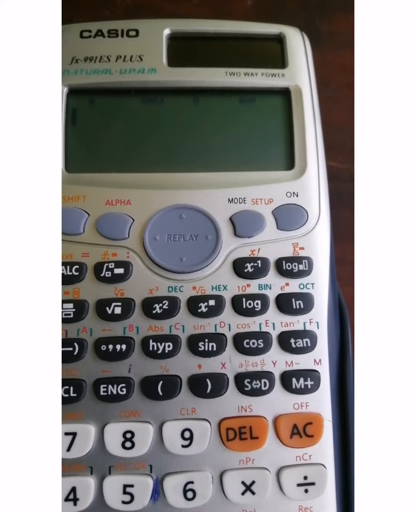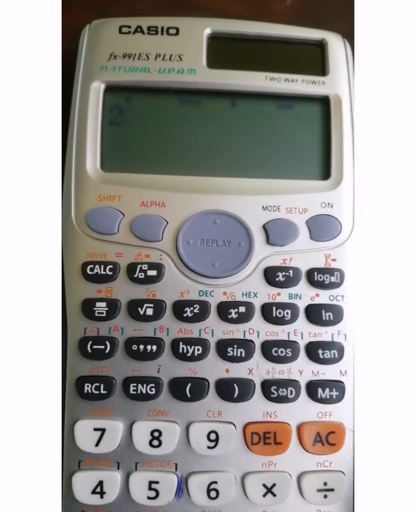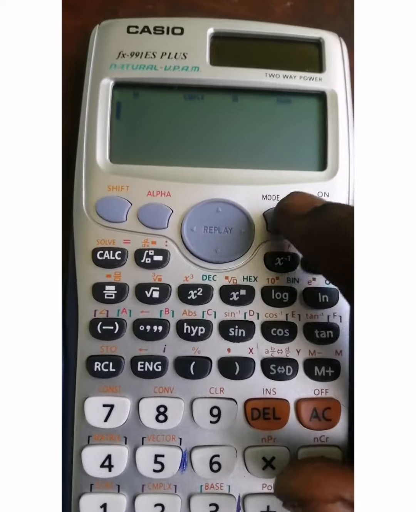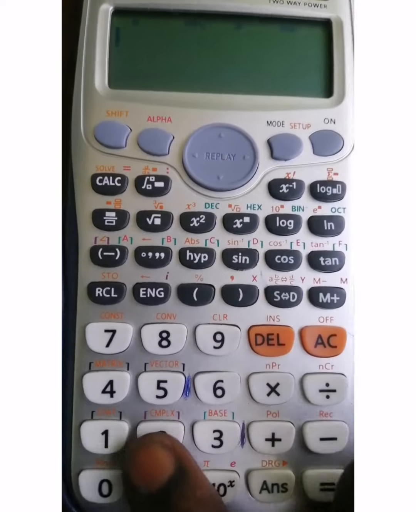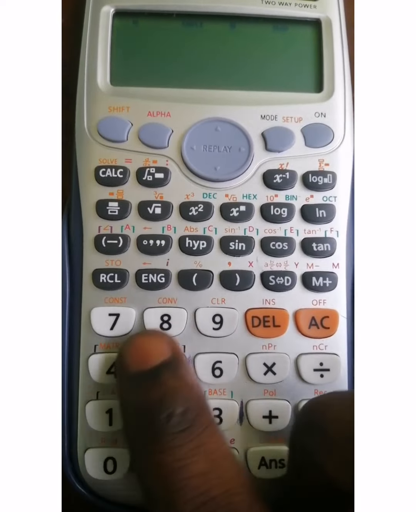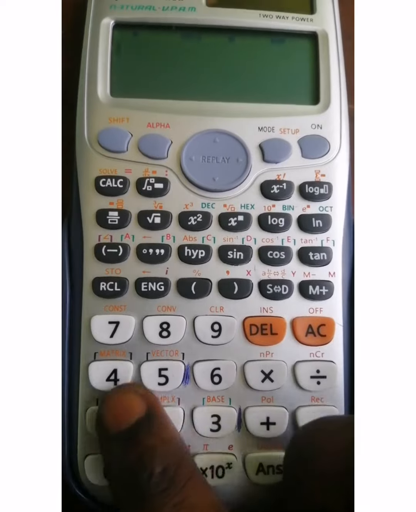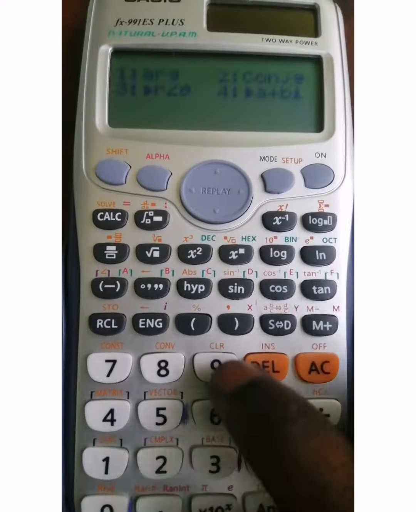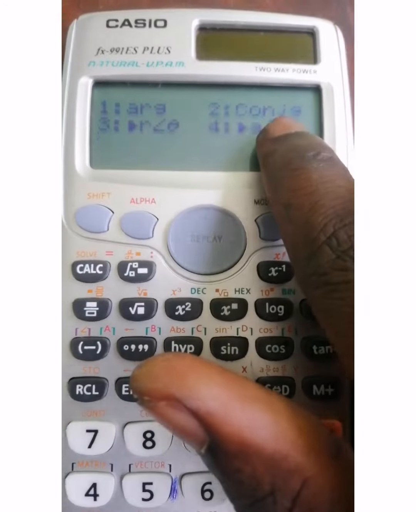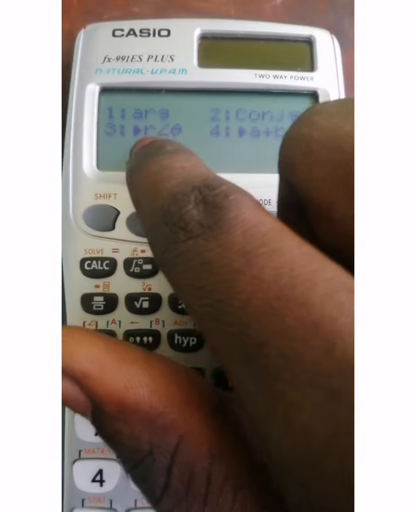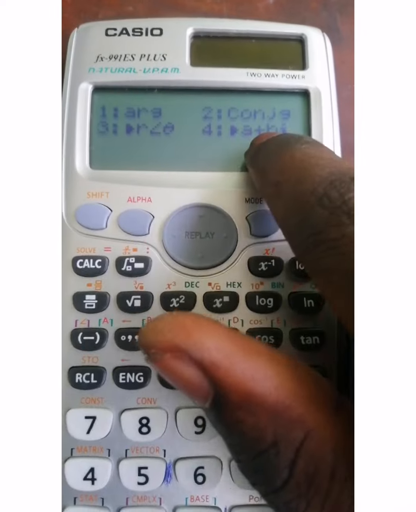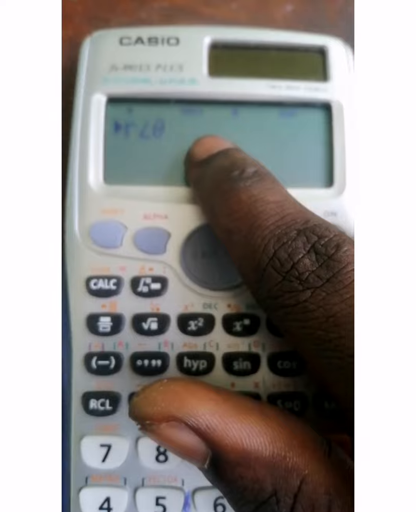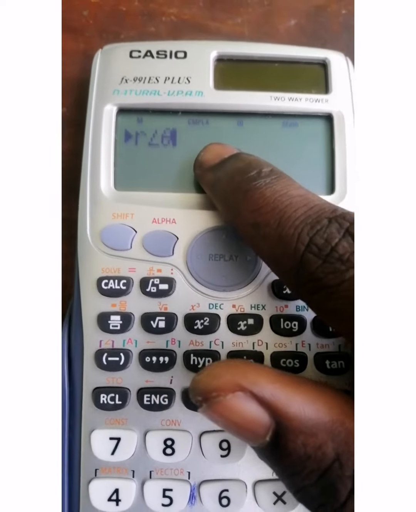Now what if I want to find the argument? Okay, so I write 2 plus I and I want to find the argument. It's simple, let's go. You see the shift goes with, see this, we have constant, conversion, matrices, vectors. You must know all these basics. So I want to go to complex, you press shift and it corresponds with this color. Here we have the argument, the conjugate, the modulus and the argument. So if I want to choose 3, you choose 3. It means that you are finding the modulus and argument.